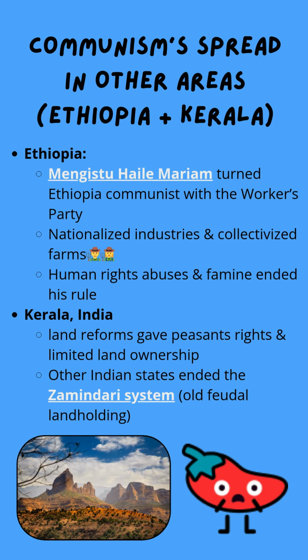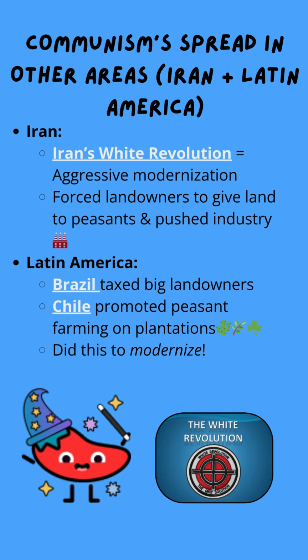Communism also spread in Ethiopia and India. So you have Mariam, who turned Ethiopia communist with the Workers' Party. He nationalized industries and collectivized farms. Human rights abuses and famine ended his rule. Then in India, you had a lot of land reforms that gave peasants rights and limited land ownership. And some Indian states followed the Zamindari system, which was basically a form of feudalism.